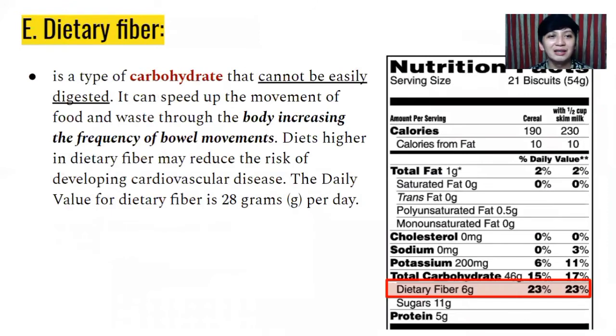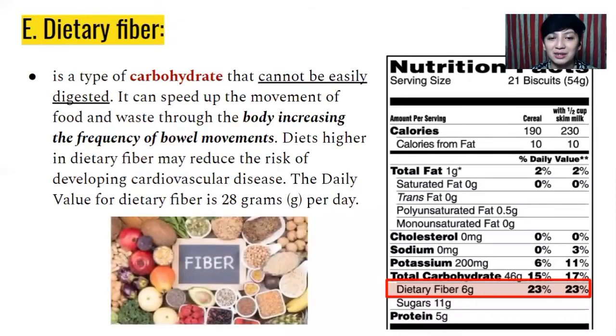Okay, next, letter E, dietary fiber. Okay, for example, this one. This is a good compound for you to see in the nutrition facts. It is a type of carbohydrate that cannot be easily digested. It can speed up the movement of food and waste through the body, increasing the frequency of bowel movements. Diets higher in dietary fiber may reduce the risk of developing cardiovascular disease. The daily value for dietary fiber is 28 grams per day.